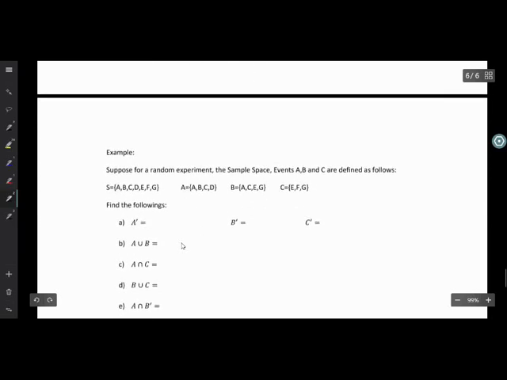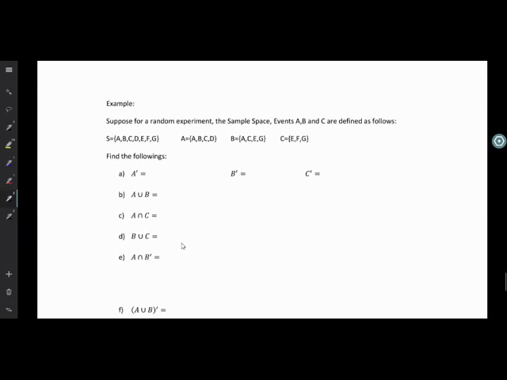Okay. Finally, let's look at a complete example and try to identify the complement, union, and the intersection, or the combinations of these possible outcomes. Suppose for a random experiment, the sample space and events A, B, and C are defined as follows. Our sample space S contains the letters A, B, C, D, E, F, G, and then you have events A, B, and C.